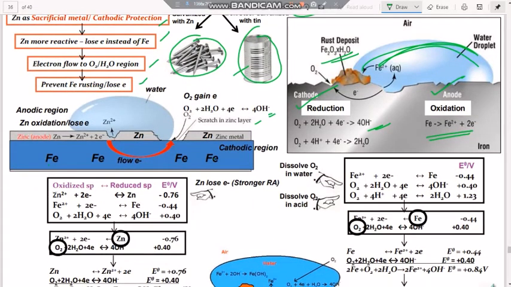See, the oxidation potential of zinc is plus 0.76, and that of iron is plus 0.44. For oxygen, the value is minus 0.40. So if you use these values, the meaning is that zinc loses electrons more readily than iron.